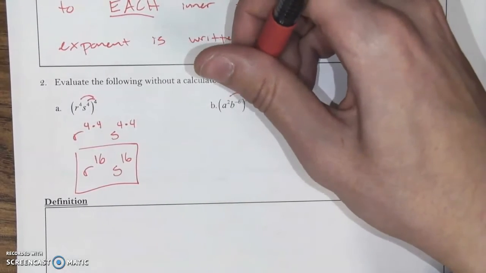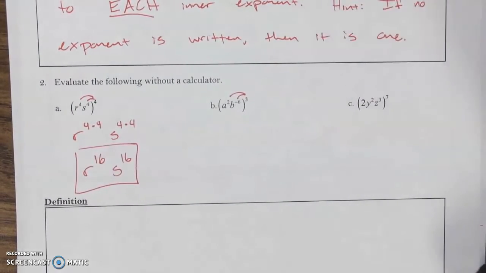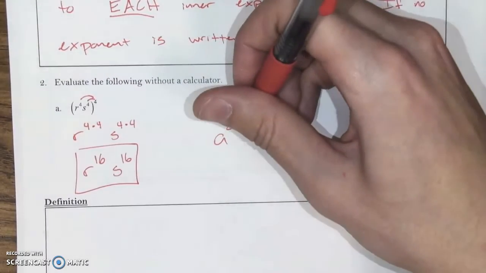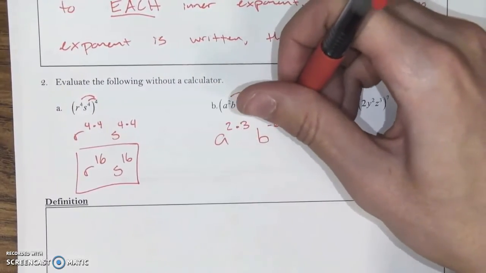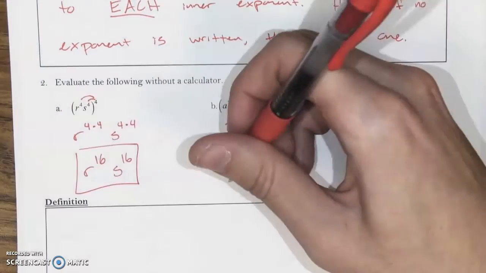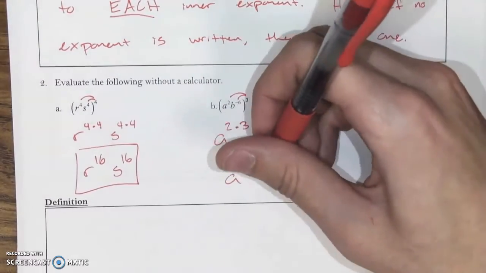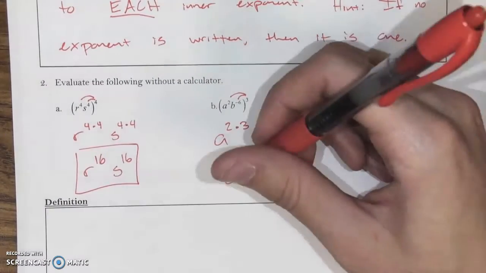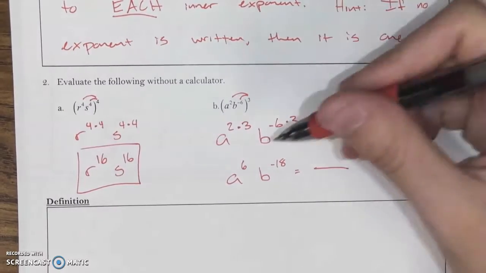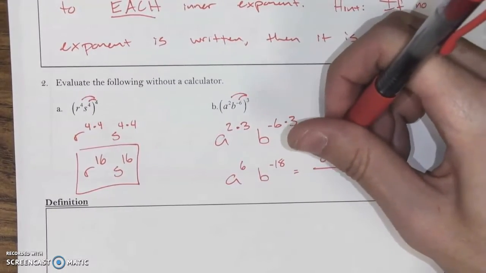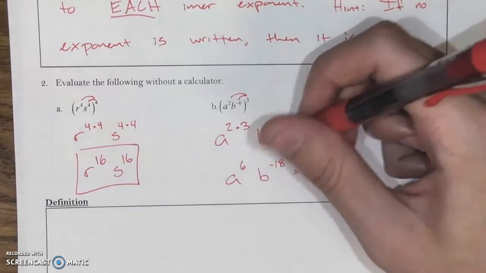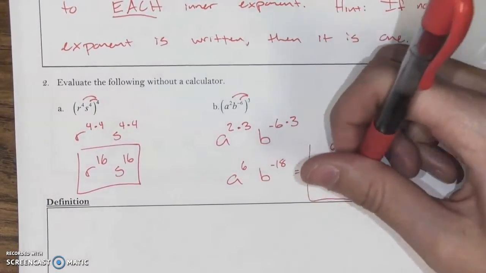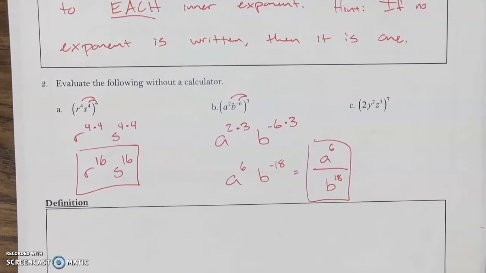Here, again, we distribute the outer exponent to every inner exponent. So we have a to the 2 times 3, b to the negative 6 times 3. So we have a to the 6th, b to the negative 18, and we want to get rid of that negative exponent. So we set up our fraction bar. Does the a have a negative exponent? No. So that stays where it is on the top. Does the b have a negative exponent? Yes. So we'll flip it down to the bottom. And then we use the positive exponent. And that is our solution.